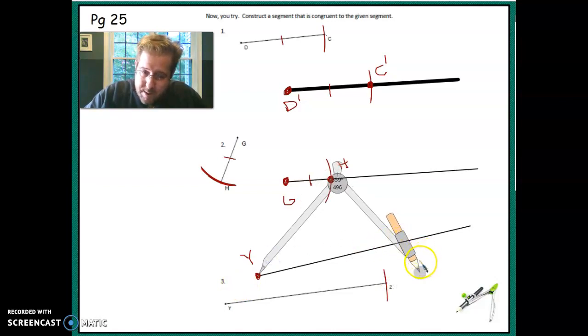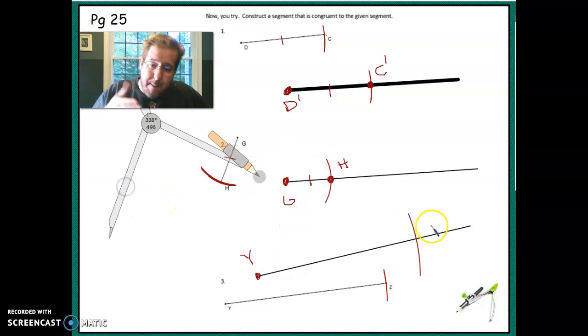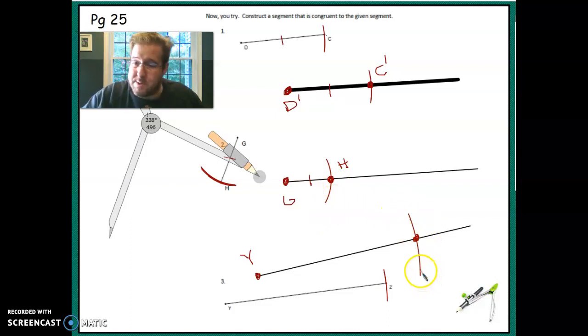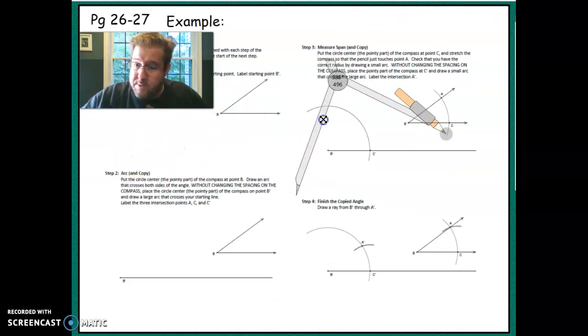I'm going to do the same thing here, and I'm going to make the exact same size arc. Now, I made this one a little bit longer. That doesn't really matter, because all you really need is that point of intersection. You can make this arc a little bit smaller if you want. But point Z, and we're going to call this Z prime, and this is Y prime, so G prime and H prime. So the prime symbol just means that it's the copy of the original, just so that you know. All right, so now we've done segments.